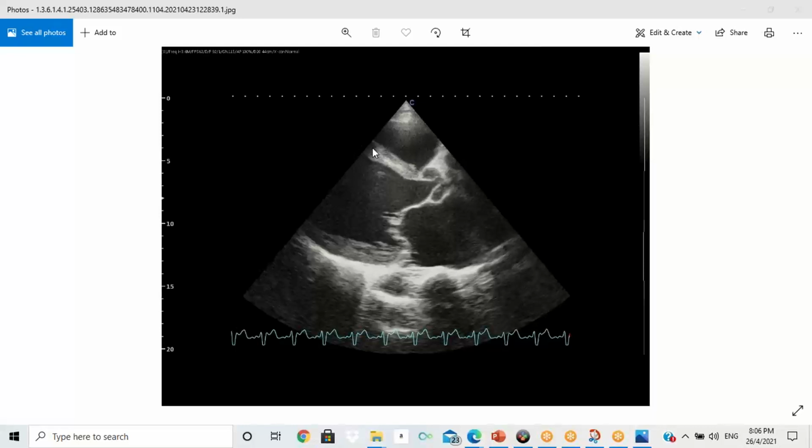Parasternal long axis, septum, posterior wall. So just below the posterior wall is the pericardium. Okay. The posterior mitral leaflet, the anterior mitral leaflet, aortic valve, the aortic root, ascending aorta, right ventricle, left atrium.